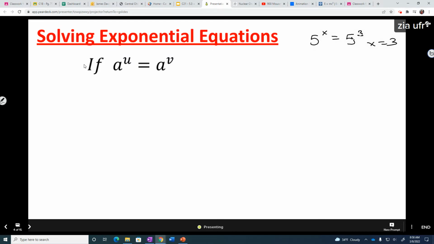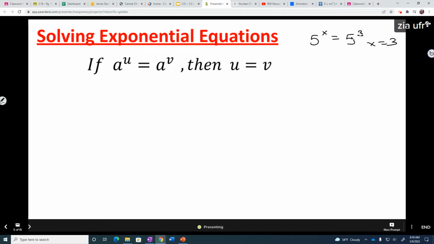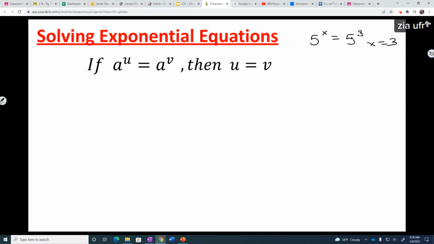It says if we have some number, we should say a to the u equals a to the b. Again, it's the same number, a is the same, just like the 5s are the same. If a to the u equals a to the b, then what do you think the conclusion would be? Exactly. u equals b. So we're going to use this fact to solve all of our equations today.